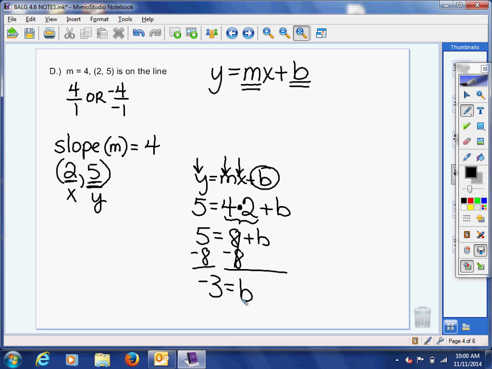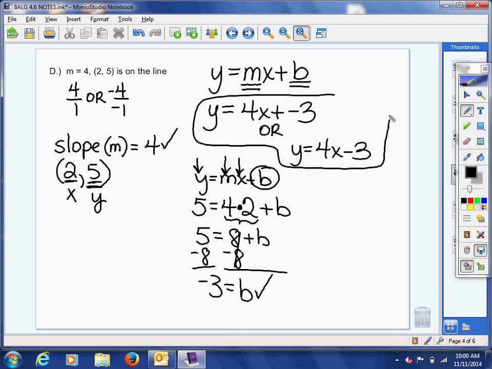Now do I have enough information to plug in the slope-intercept form? Well, let's think about it. Do I know the slope? Yep. Do I know the y-intercept now? Yep. I can now plug in. And so y equals 4x plus negative 3. Or you can actually write it this way as well. Here's an alternative way. You could do 4x minus 3. Either one of those is perfectly correct. So use that.